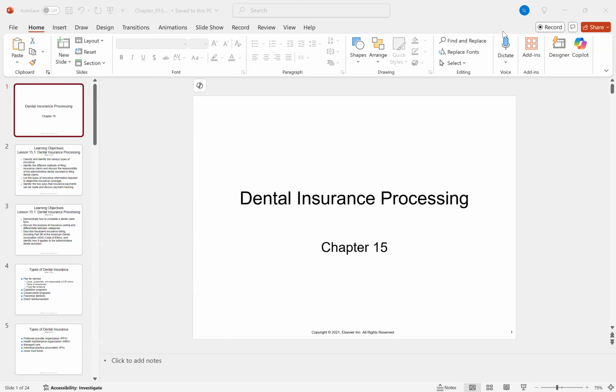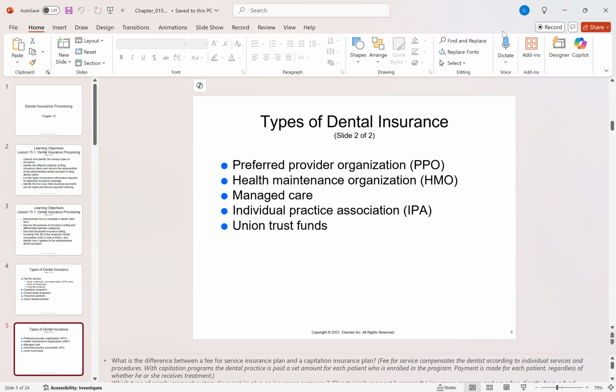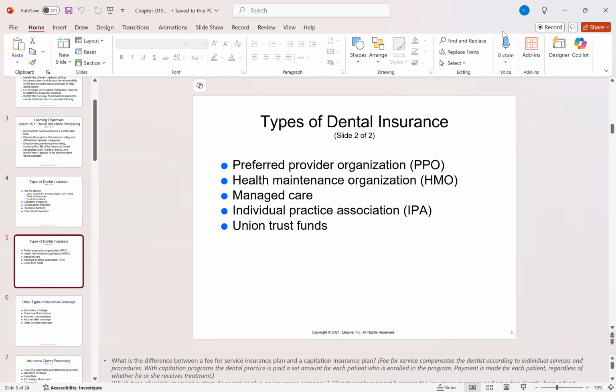This is your lecture for Chapter 15 out of your ADA book, Dental Insurance Processing. Types of dental insurance include fee-for-service, capitalization programs, closed panel programs, franchise dentistry, direct reimbursement, PPO, HMO, managed care, individual practice association, and union trust funds.